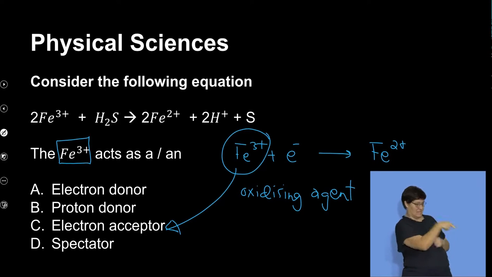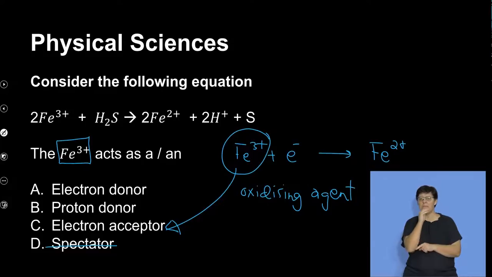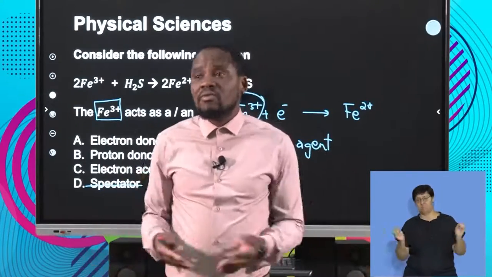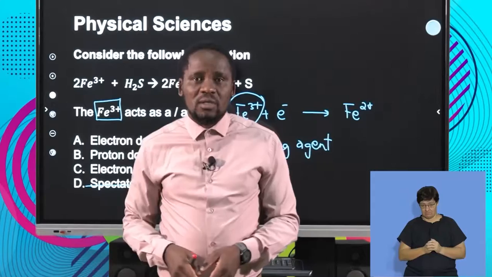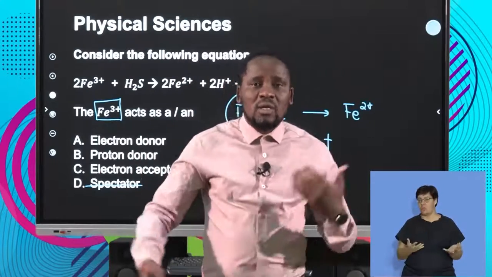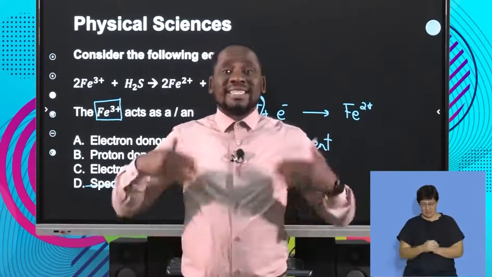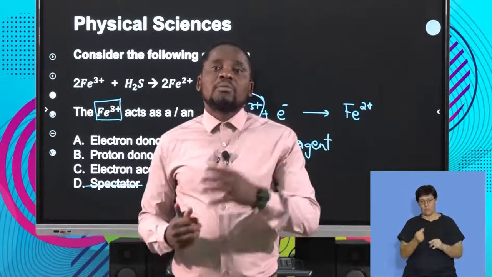So it's neither a spectator. What is a spectator? Again, a spectator, remember, is those species that are not directly involved or not involved at all in the transfer of electrons. So these are some of the little ideas that you need to bring to the fore in terms of the technique of responding to multiple choice problems.